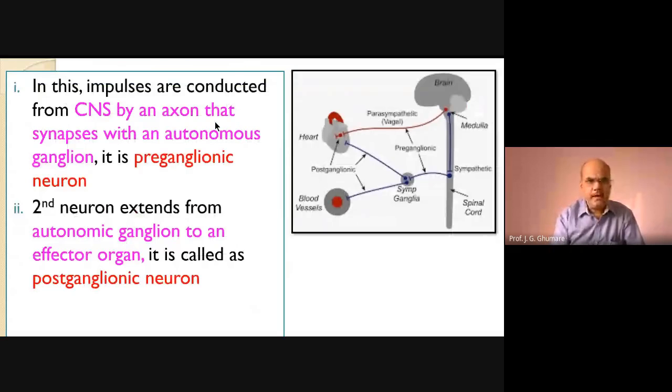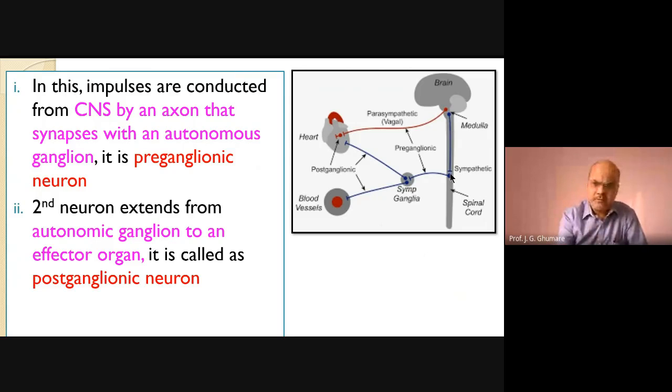Okay. Now I told you we'll have the impulse that is conducted from the CNS through the axon, that synapses with the autonomous ganglion, and we'll have two types of fiber here. See, this is one fiber, ganglion, and another fiber. Here again we'll have one fiber, ganglion, and another fiber. These are the two units, sympathetic and parasympathetic. We'll discuss them, but remember, we'll have two types of fiber.